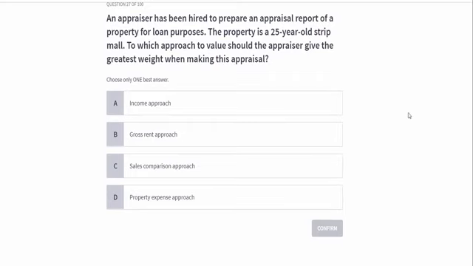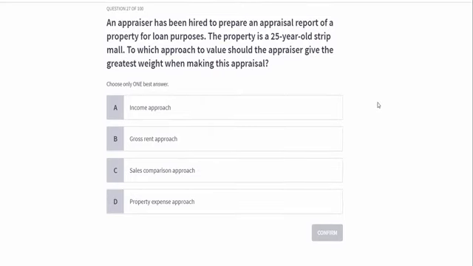All right, next one. All right, 27. An appraiser has been hired to prepare an appraisal report of a property for loan purposes. The property is a 25-year-old strip mall. To which approach to value should the appraiser give the greatest weight when making this appraisal? It gives us 4 options. Is it A, the income approach, B, the gross rent approach, C, the sales comparison approach, or D, the property expense approach? So as always, I'm going to give you guys an opportunity here. Go ahead and think it over. Come up with your answer.